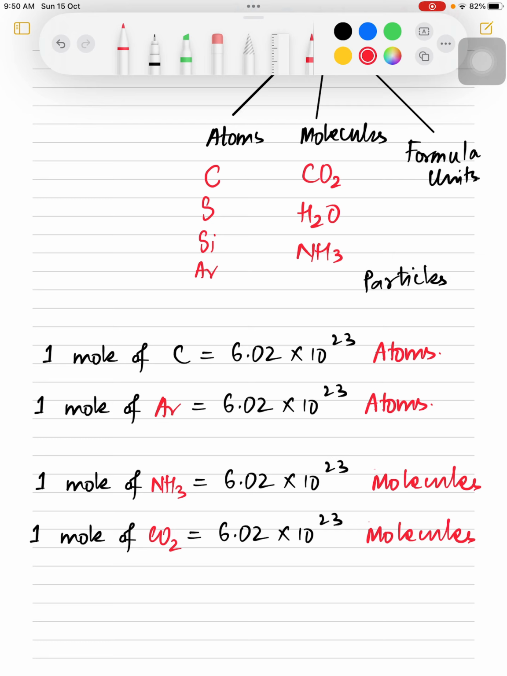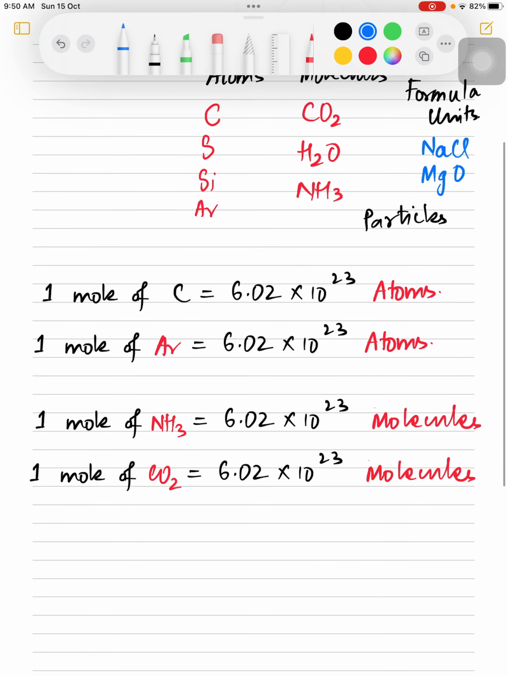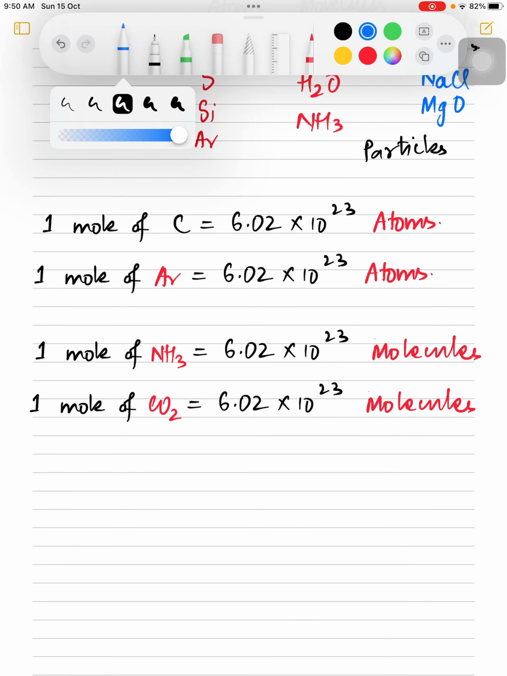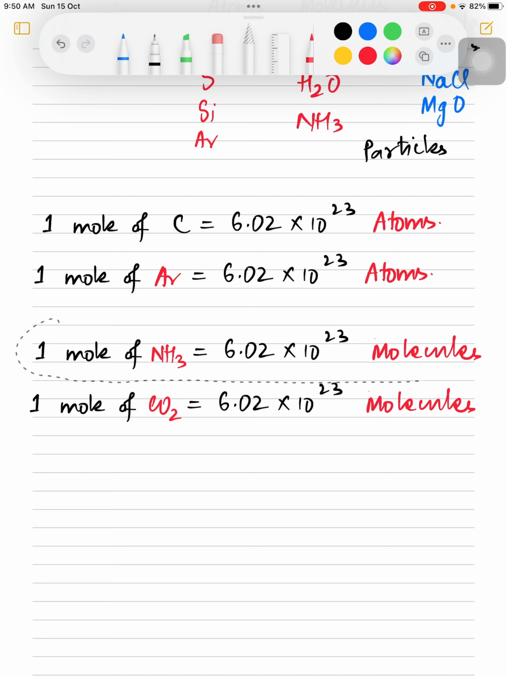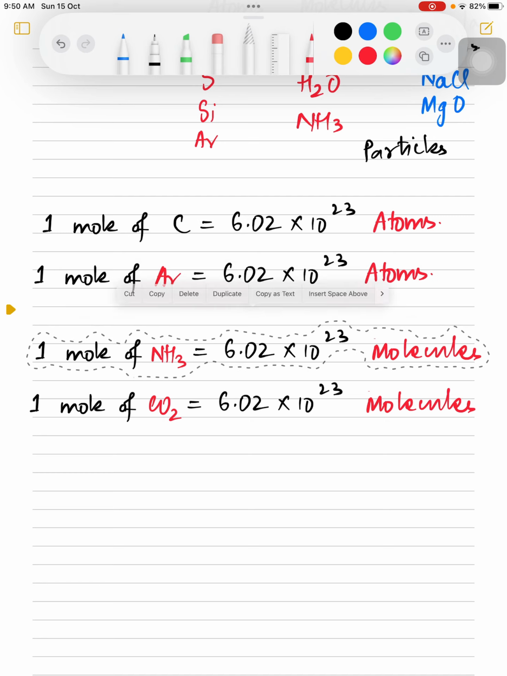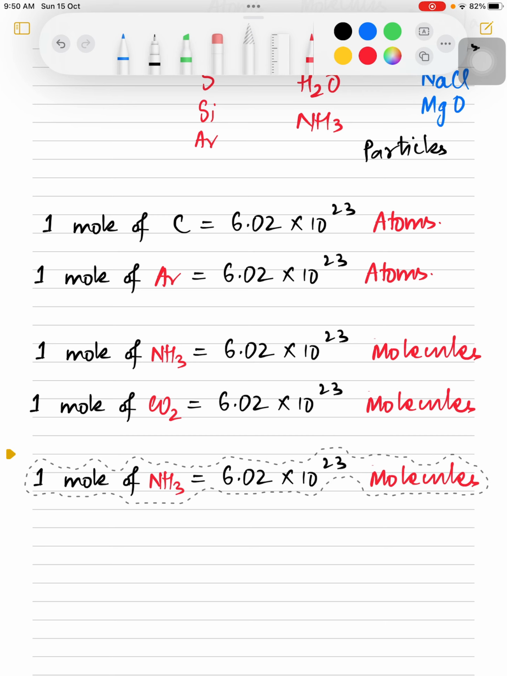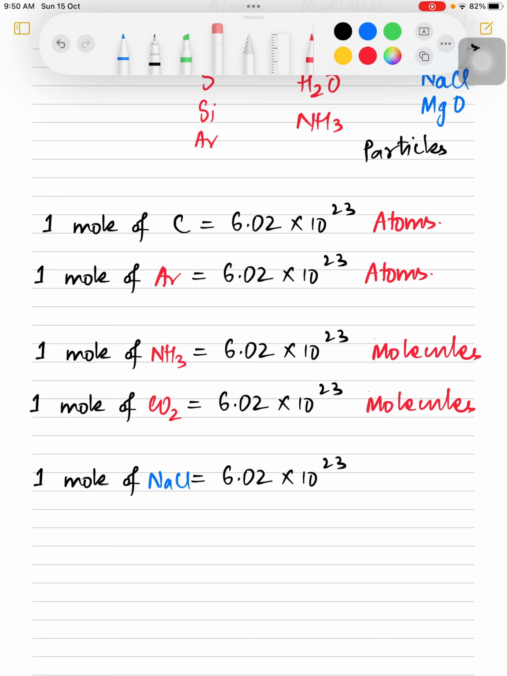And when we talk about the formula unit, we mean ionic bonding, like sodium chloride, like magnesium oxide, and so on. So we can say 1 mole of sodium chloride is equal to 6.02 exponent 23 formula units. So whenever there is an ionic compound, instead of molecules, we call it formula unit. So this is how you understand.